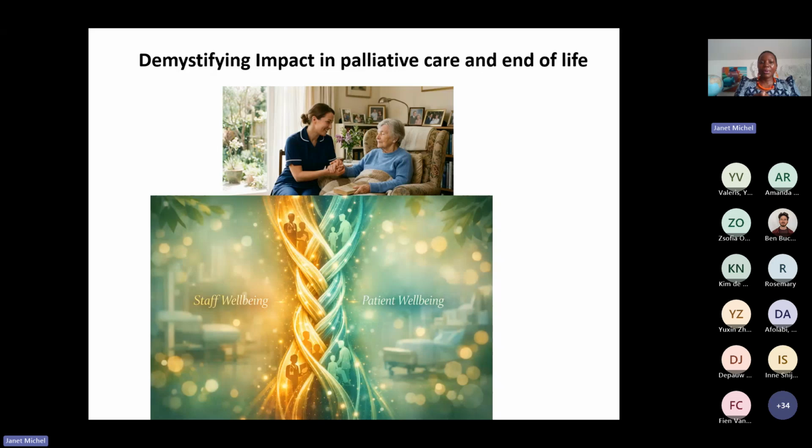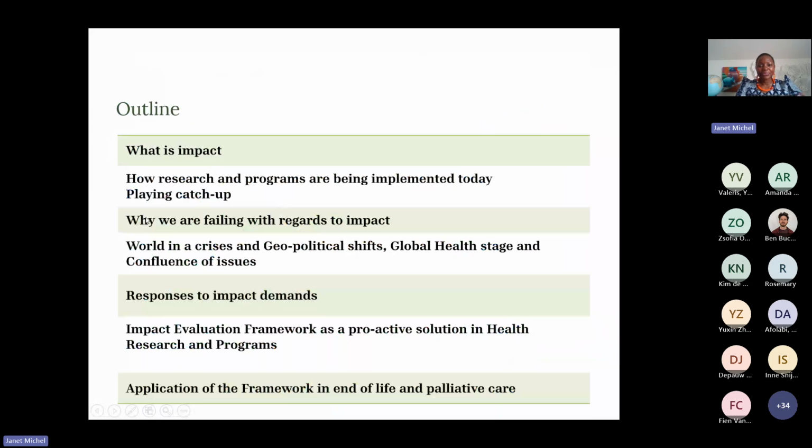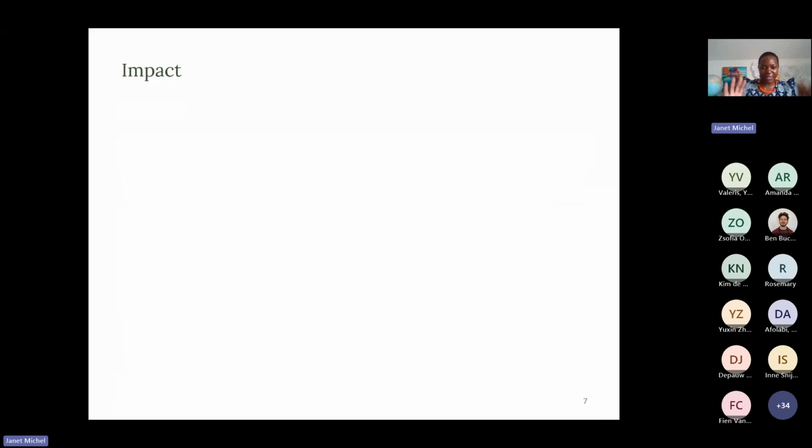So when we are talking about impact evaluation or impact in palliative care, I just want to highlight that we are also talking about staff well-being, but also patient well-being, as the two are intertwined. But for the purpose of today, we are going to focus on patient well-being. Hopefully, we will have another webinar dedicated to staff well-being. I'll touch a little bit on what impact is and how research and programs are being implemented today, why we are failing, and the geopolitical shifts before I introduce the framework itself.